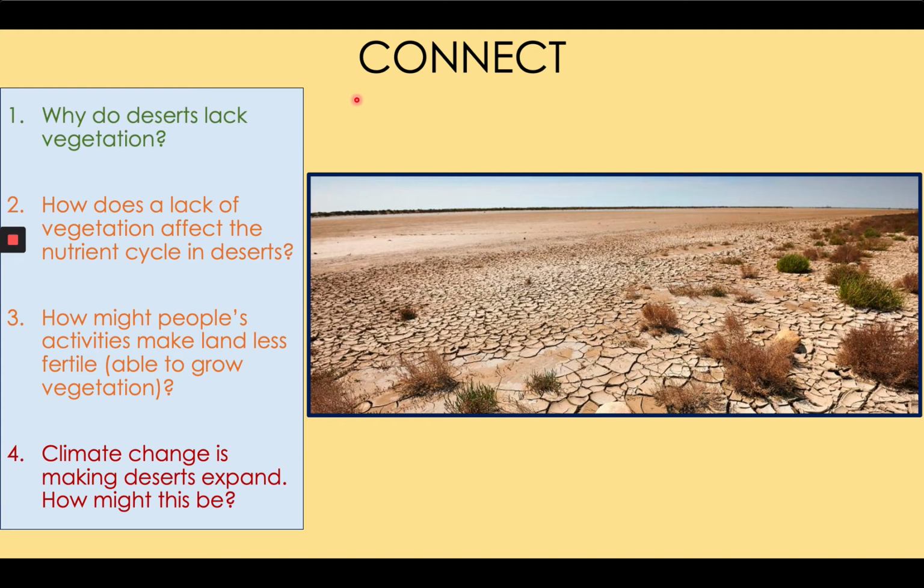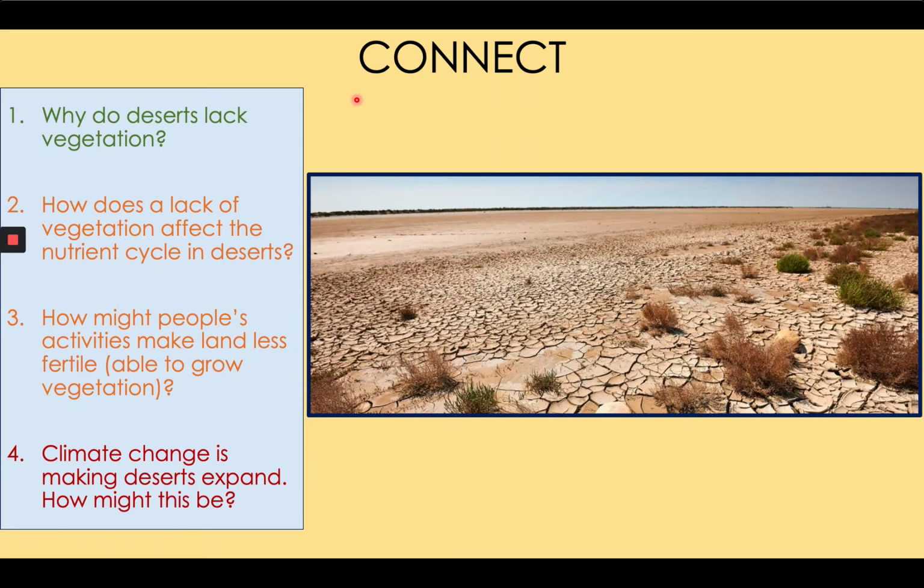So question 1, why do deserts lack vegetation? Well, you should have said that vegetation requires regular rainfall, precipitation, and consequently, since deserts lack rainfall, or have a maximum of 250 millimeters per year, vegetation struggles to grow. There are other reasons that we are going to discover today, one of which is the heat, which damages plants.